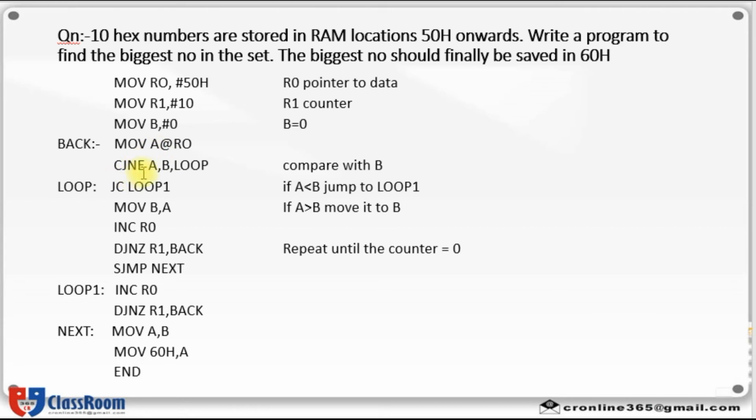Then CJNE, compare, jump if not equal. Accumulator contents and B register contents are compared together, and if they are not equal, then I want to jump to this address location. So, first accumulator, since I am taking 1 as the value, this 1 is compared with this 0 value. They are not equal, so I have to jump to this location. So you can also note it as destination byte is greater than the source byte, since I have taken destination byte as 1 and source byte as 0.